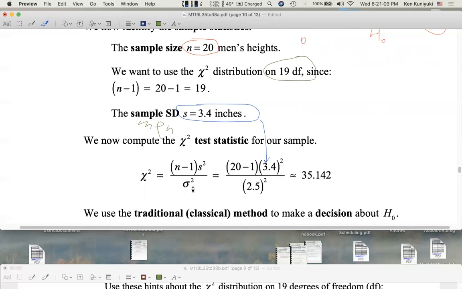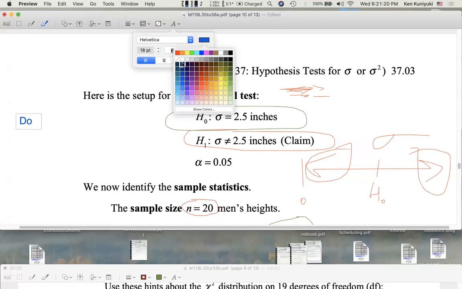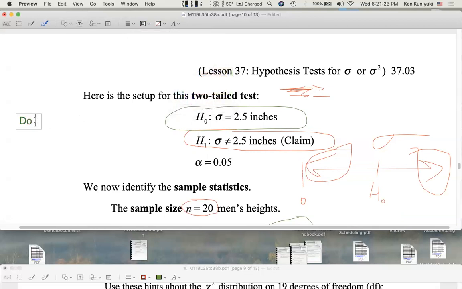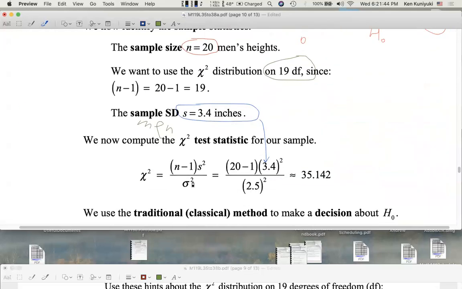Over sigma squared. Well, again, it's that same idea, right? Remember, we're assuming that the null is true, right? We're doing these calculations under the null. Do calculations under the null. We're doing calculations under the assumption the null is true. The null says sigma, the population standard deviation for the men, for all the men going to the college, is 2.5 inches. Sigma alone. So sigma is 2.5, but that's squared.